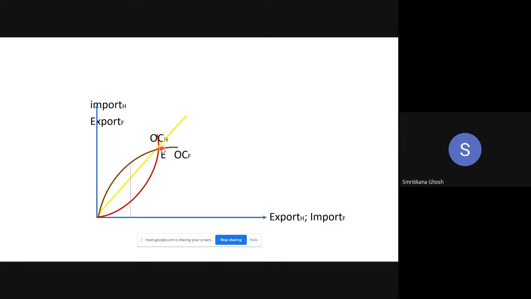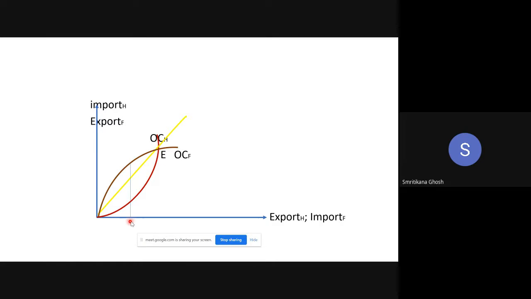So this E is the equilibrium point because, as I said, the amount of export may not be the amount of import for all the terms of trade. But at this particular point, the amount of export by the home country is equal to the amount of import of the foreign country. That is why they are intersecting each other.